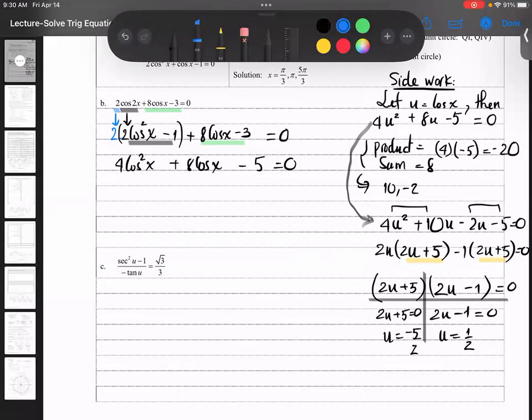Okay, don't write it down, but yeah, you have a fraction. You don't want to work with fractions. If you don't know how to factor, use the quadratic formula. It gives you the same result. So try to plug cosine x back in. So cosine x equals -5/2.